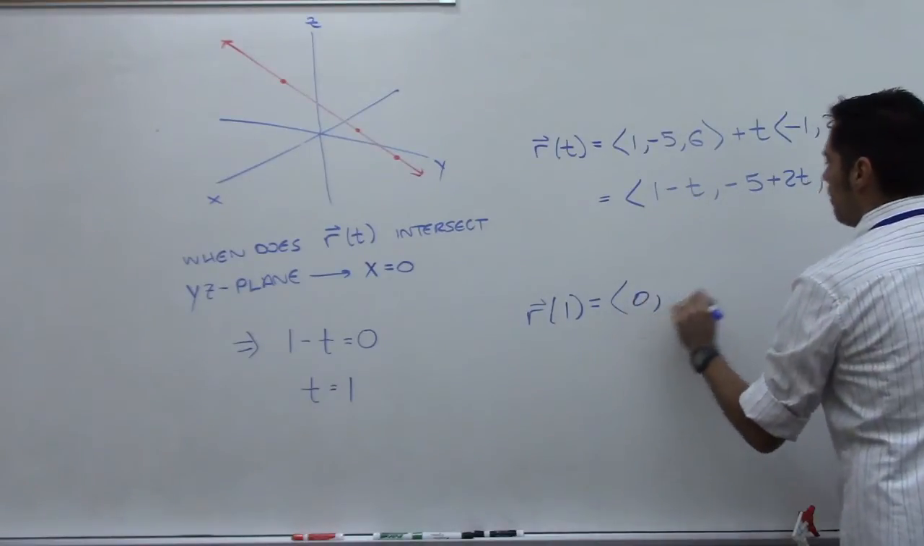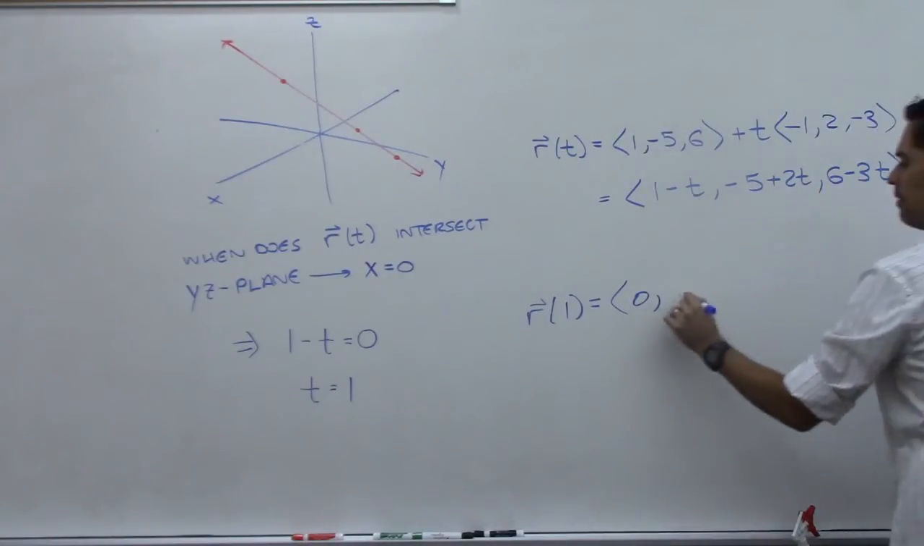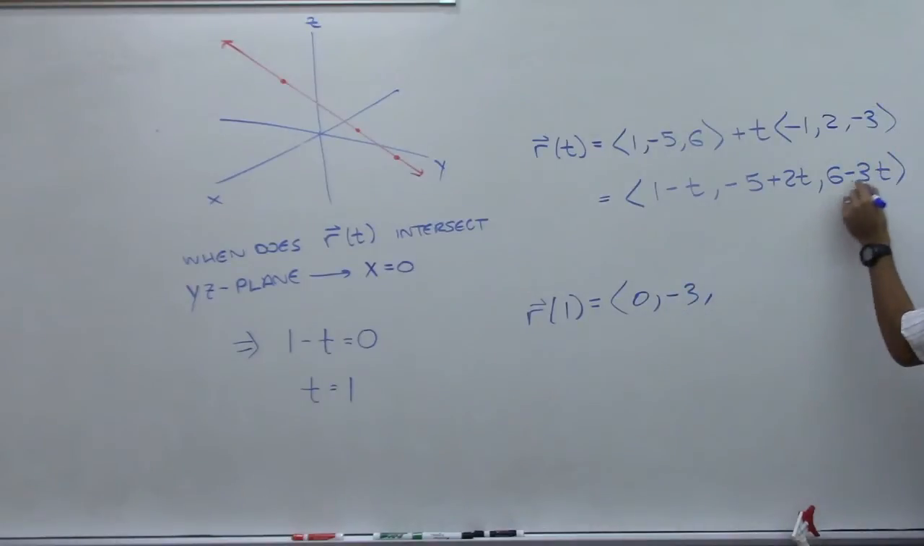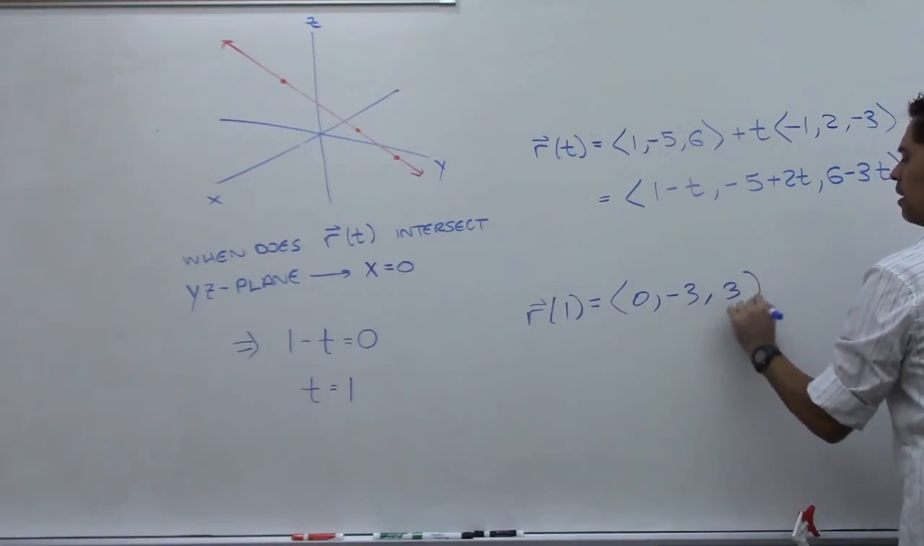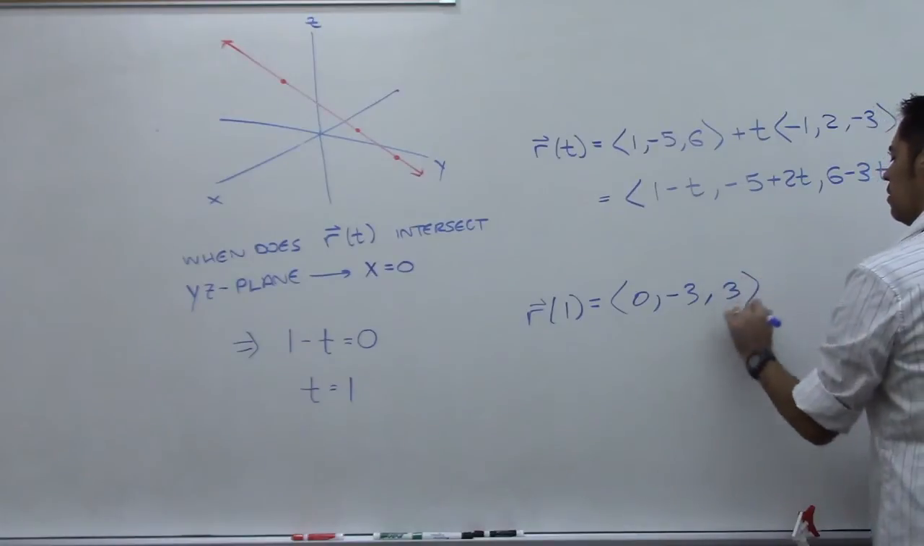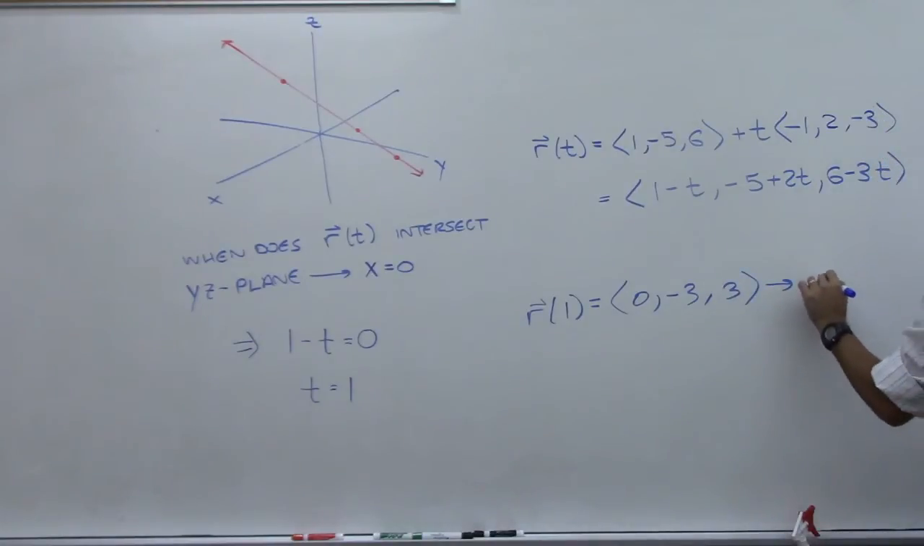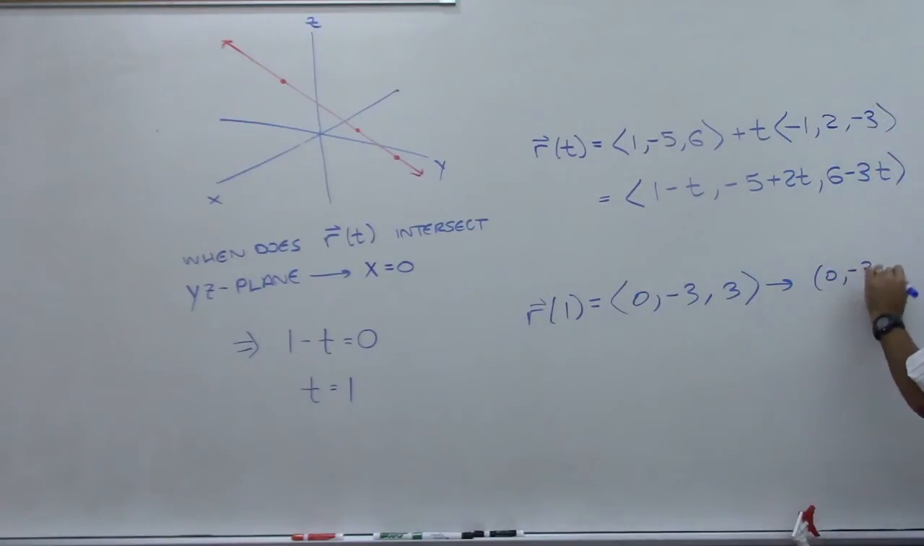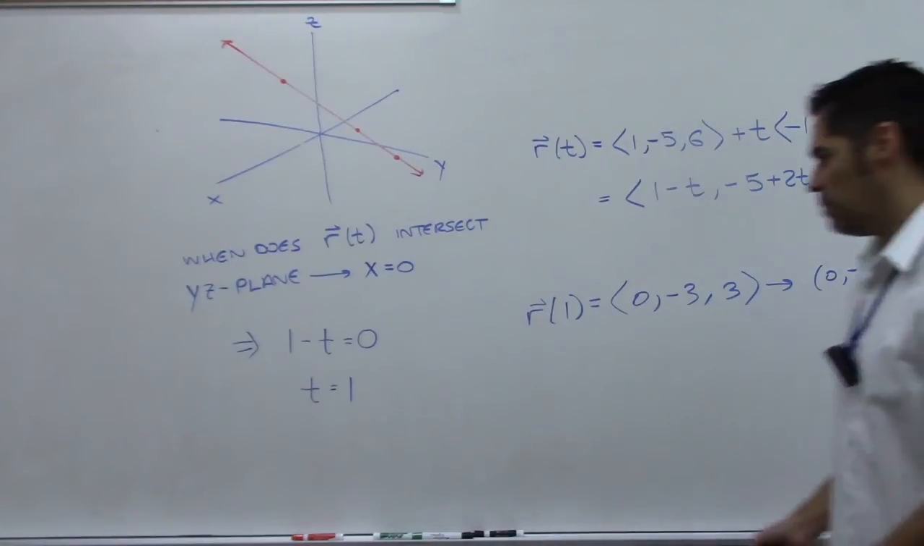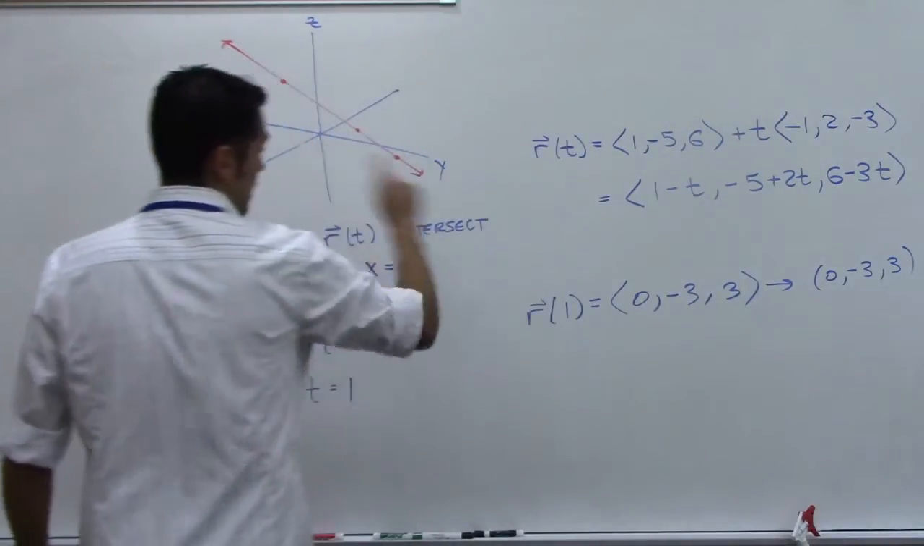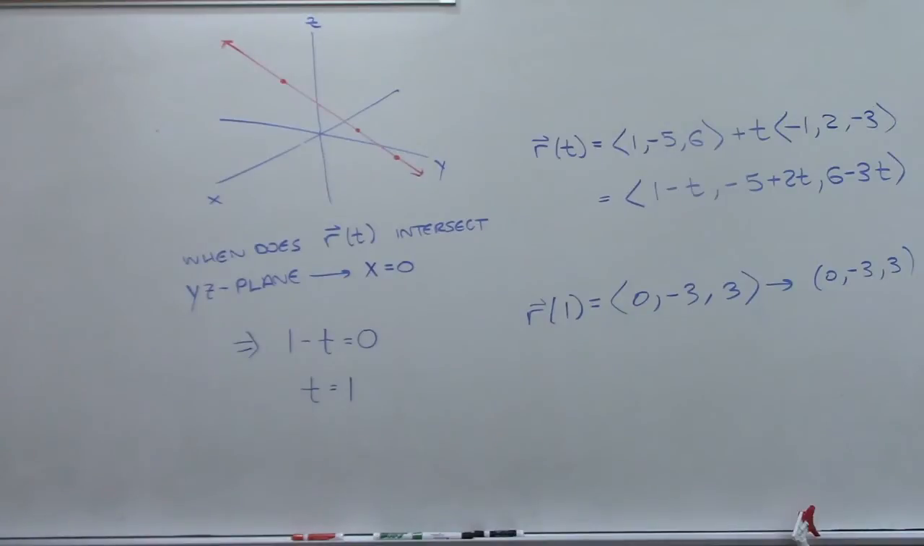We kind of knew that. Plug in 1 here, we get negative 3. And then we plug in 1 here and we get 3. Convert that to a point, and we get 0, negative 3, 3. So our line should punch through the yz plane at that point, 0, negative 3, 3.